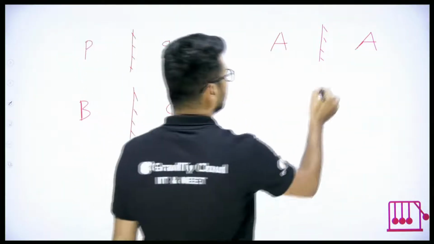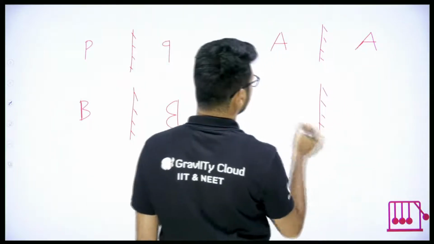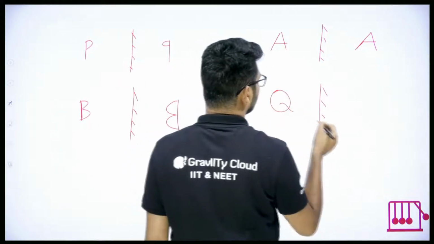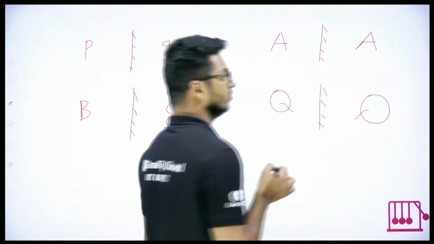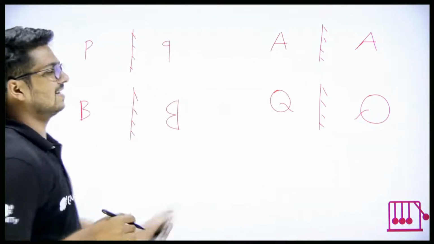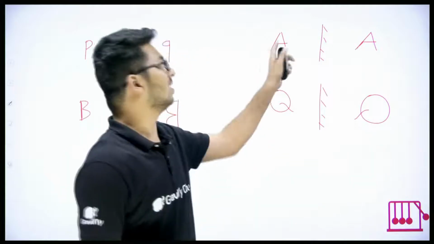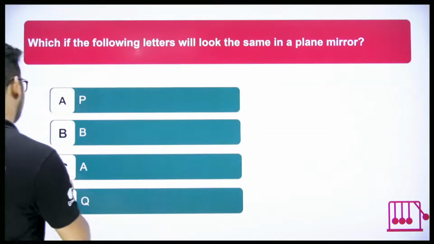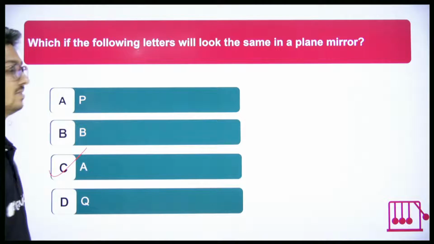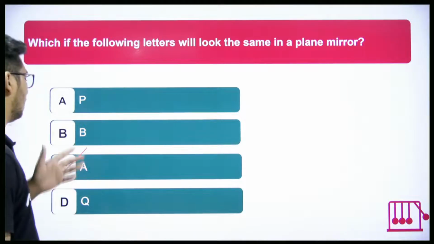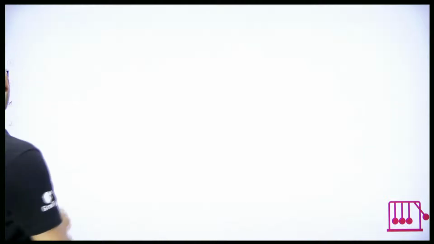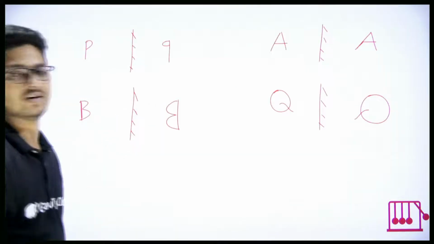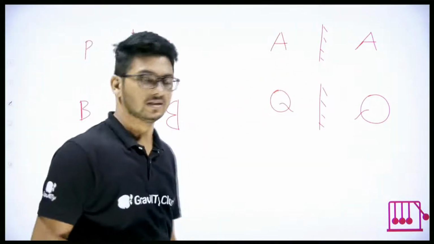I'll go with Q. Now here Q will be something like this. Are they equal? They are not equal. Which is equal? A is equal. So A or option C is the correct answer. Simple. Now how do we tell which is correct and which is wrong, which is laterally inverted? All of them are laterally inverted, but here we cannot notice it.